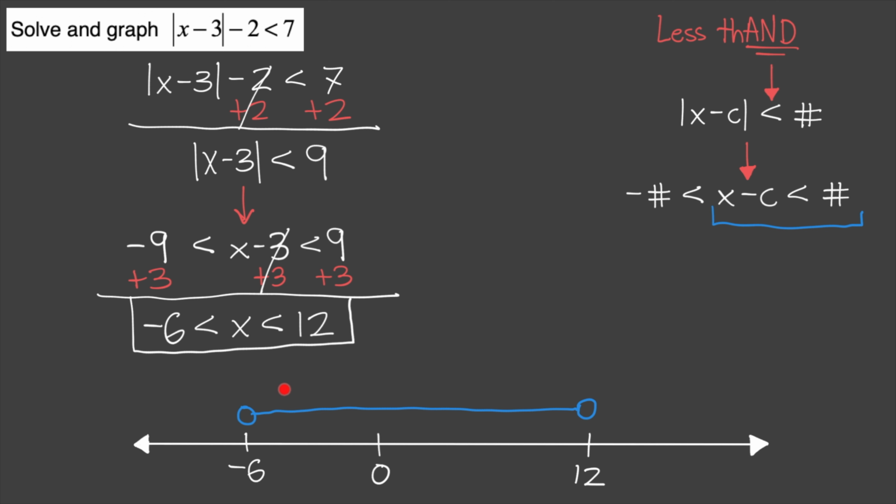Now let's go ahead and write our answer in interval notation. So it's going to start at negative 6 and end at 12. So there's our answer in interval notation. And here's our answer in inequality notation.